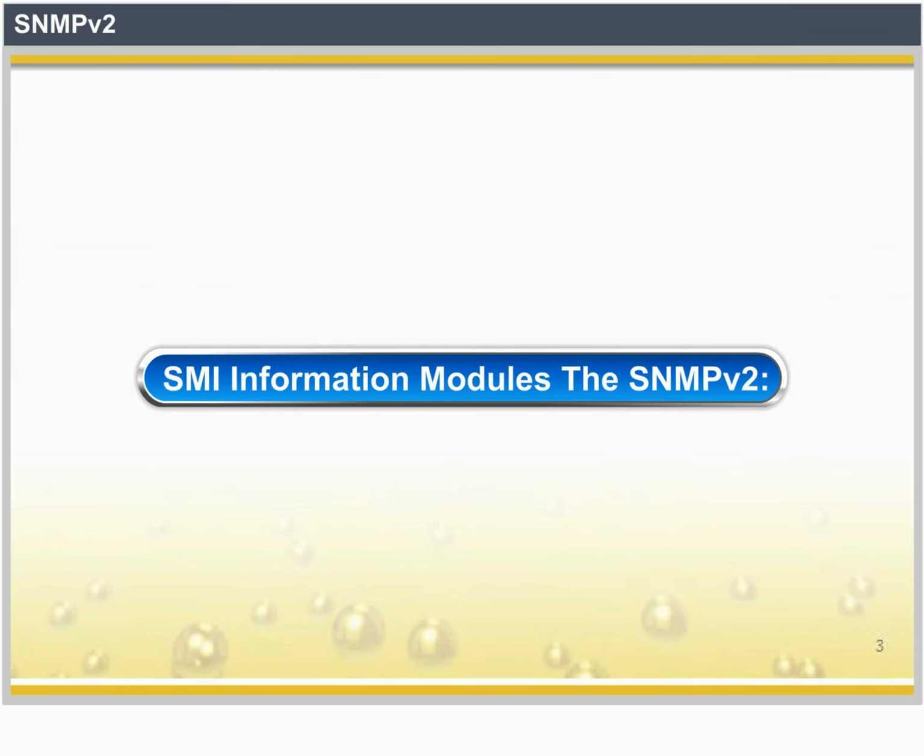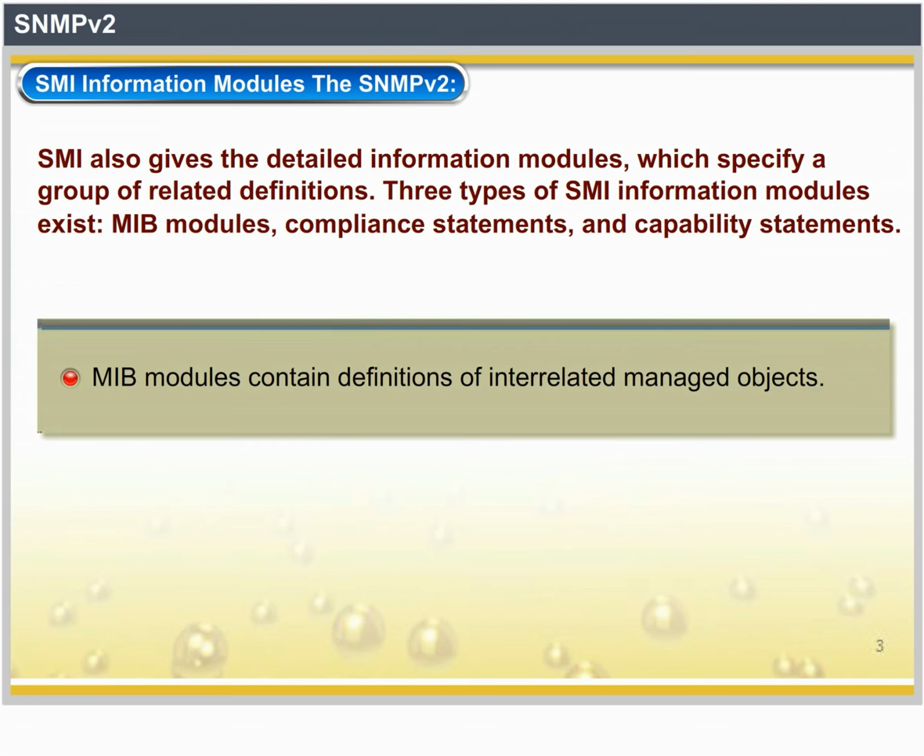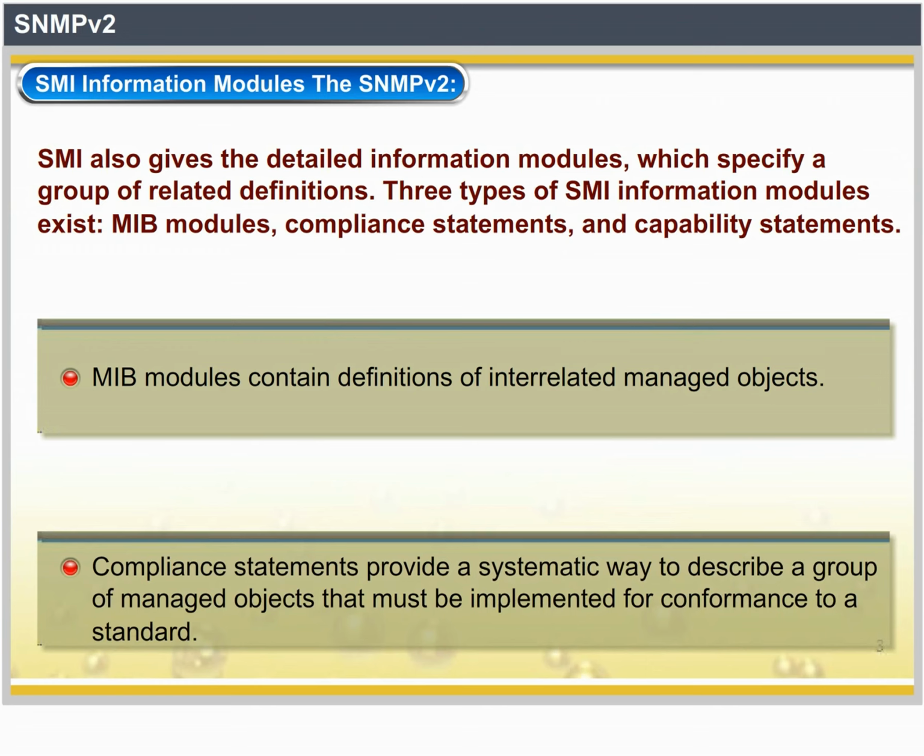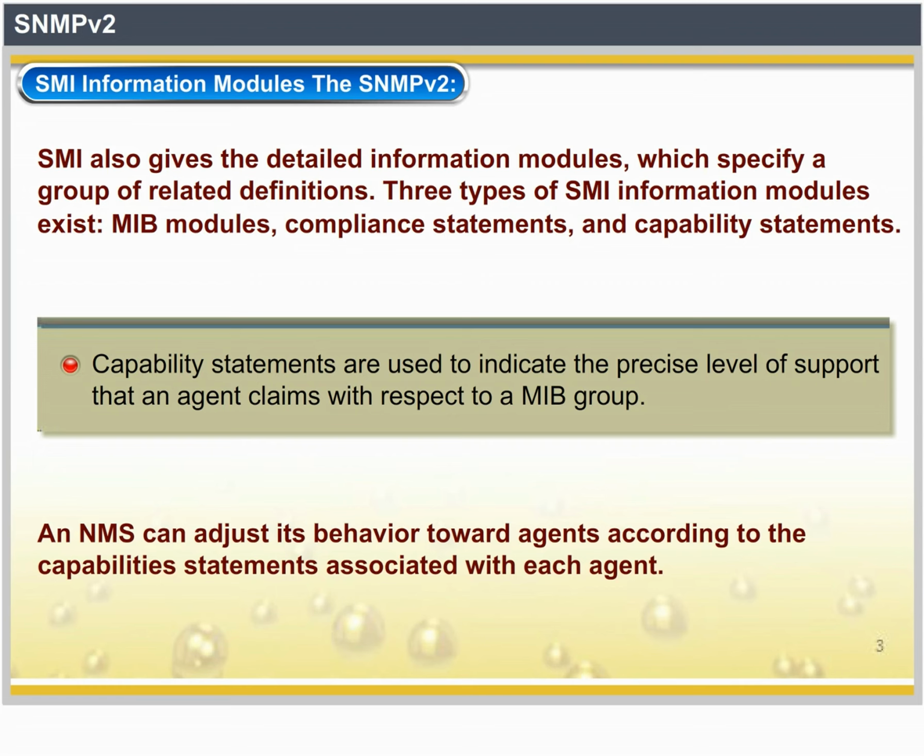SMI information modules. The SNMP v2 SMI also specifies information modules, which specify a group of related definitions. 3 types of SMI information modules exist: MIB modules, compliance statements, and capability statements. MIB modules contain definitions of interrelated managed objects. Compliance statements provide a systematic way to describe a group of managed objects that must be implemented for conformance to a standard. Capability statements are used to indicate the precise level of support that an agent claims with respect to a MIB group, and the NMS can adjust its behavior toward agents according to the capability statements associated with each agent.